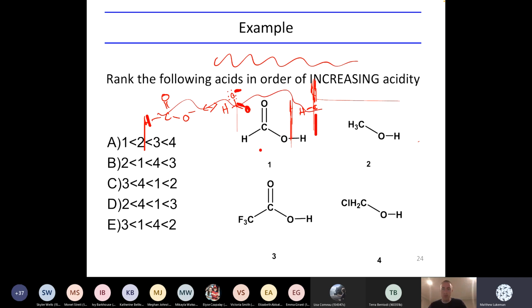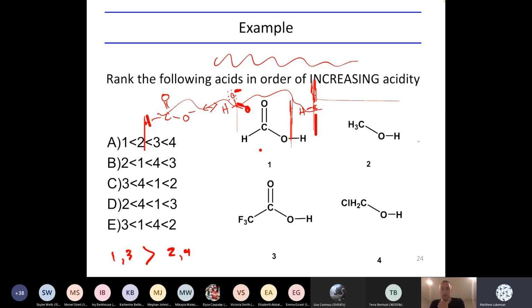Therefore, compound 1 and compound 3 will be stronger acids than either of 2 or 4. So right away, we can say that 1 and 3 are going to be stronger. I'll just use greater than, 2 and 4. But now we can compare 1 and 3, and we would look to see which one of those might be stronger.